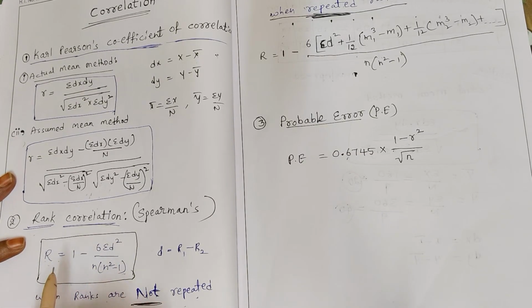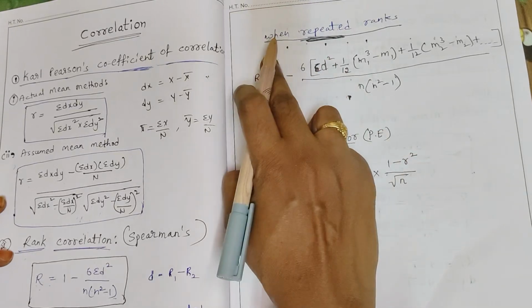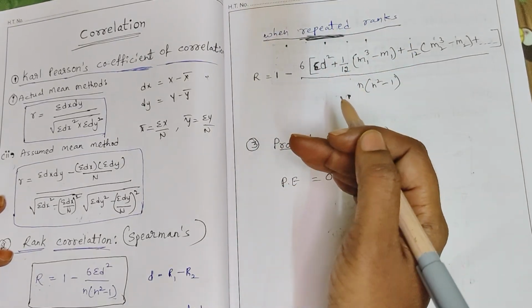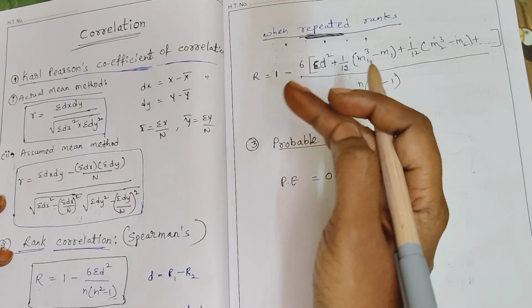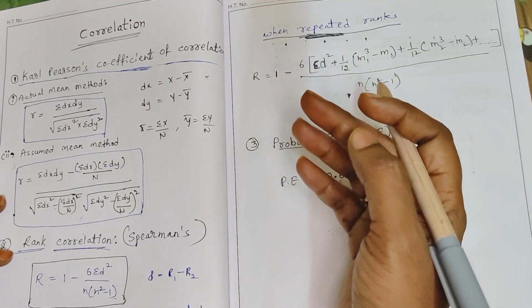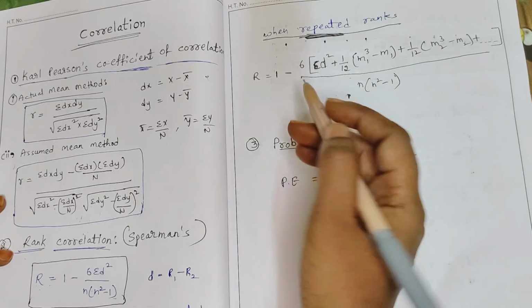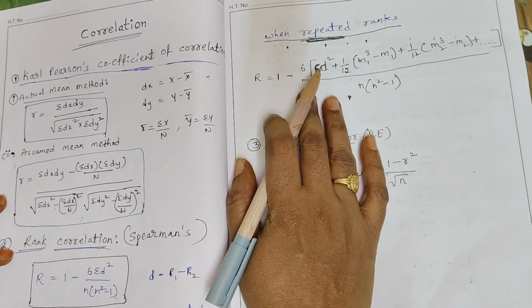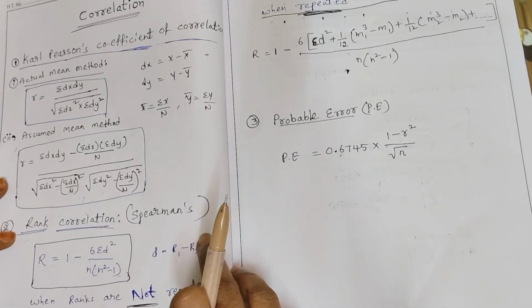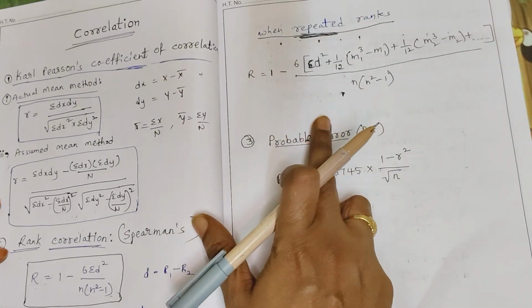When repeated ranks are there, that means if the first rank is repeated 2 times or the fifth rank is repeated 2 times, whatever rank is repeated 2 times, then we will use this formula. We'll see both problems in this video, when ranks are not repeated and when ranks are repeated.